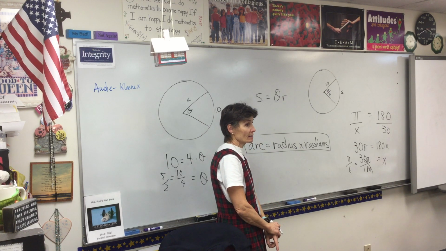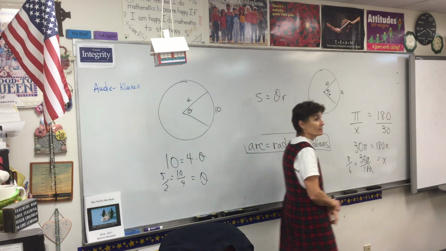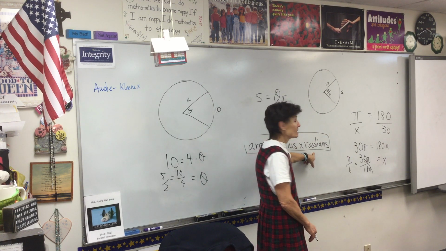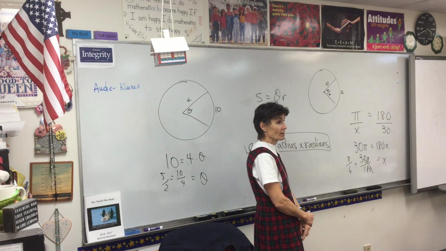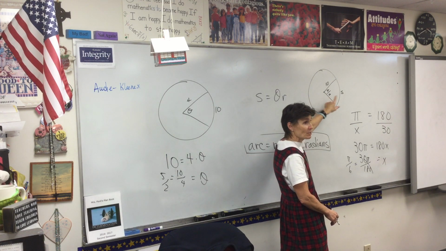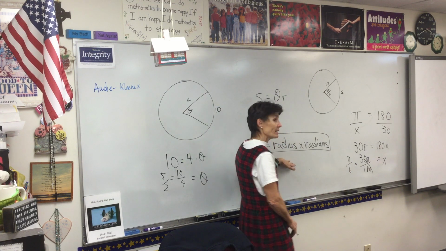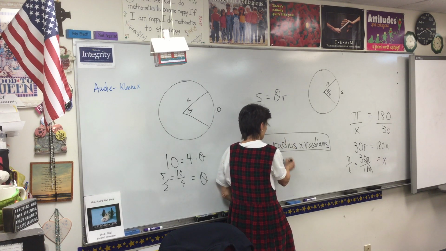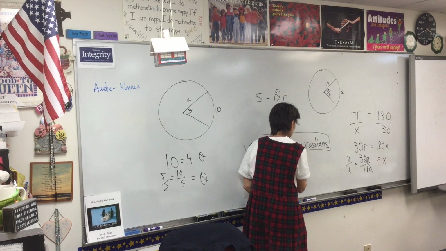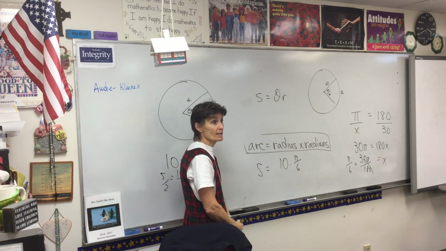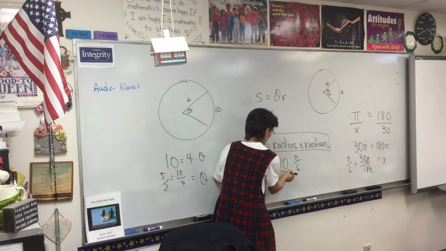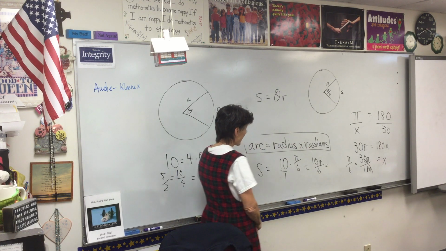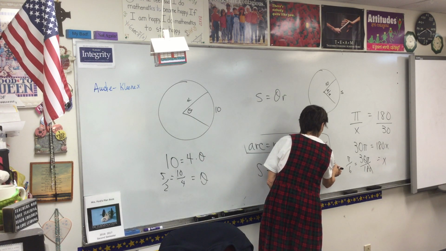I haven't gotten the answer to the problem yet. The question was find the arc length. I couldn't do the arc length until the angle was in radians. So pi over 6 is not the answer to the question. Pi over 6 is just the radian measure of the angle. Now I can use my formula. So arc length is the radius 10 times the radian measure of the angle, which is pi over 6. So multiplying, that's 10 pi over 6. Reducing that, it's 5 pi over 3.